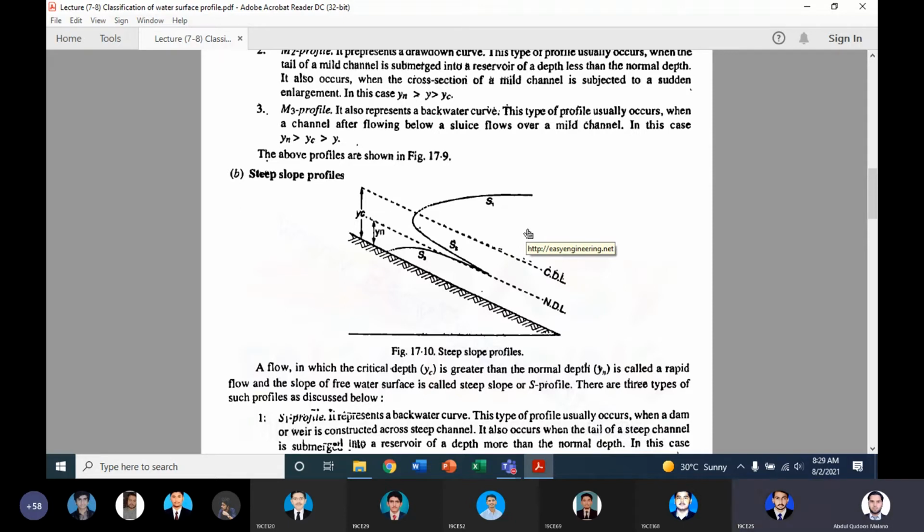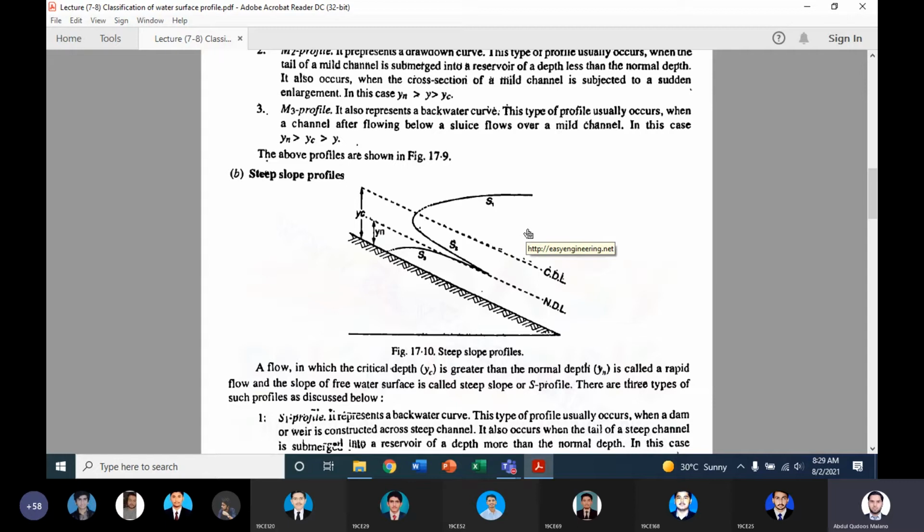No, here you have to distinguish between the normal and the critical depth also. इन दोनों में से बड़ा कौन सा होगा? Sir, yc would be greater than depth yc and normal depth. yc would be greater than yn. Okay, very good. So first of all, the y, which is the depth of the flow for the first zone, will be greater than the critical depth, and the critical depth is going to be greater than the normal depth.